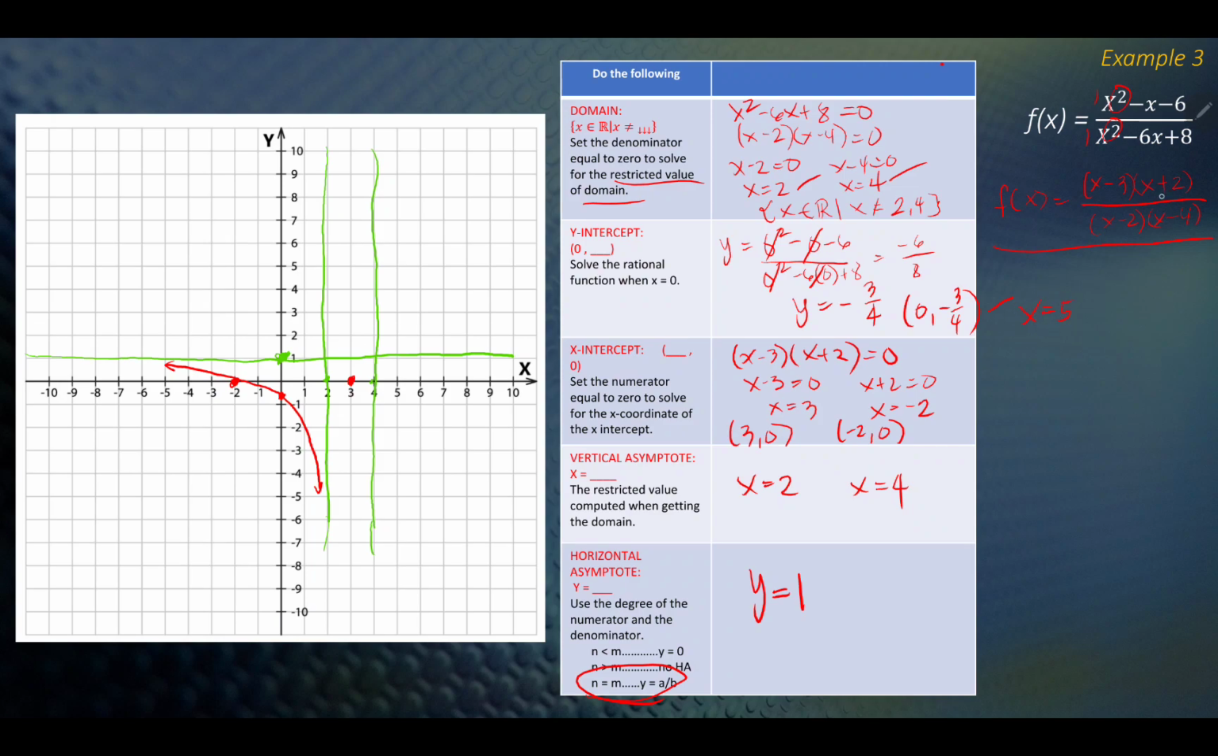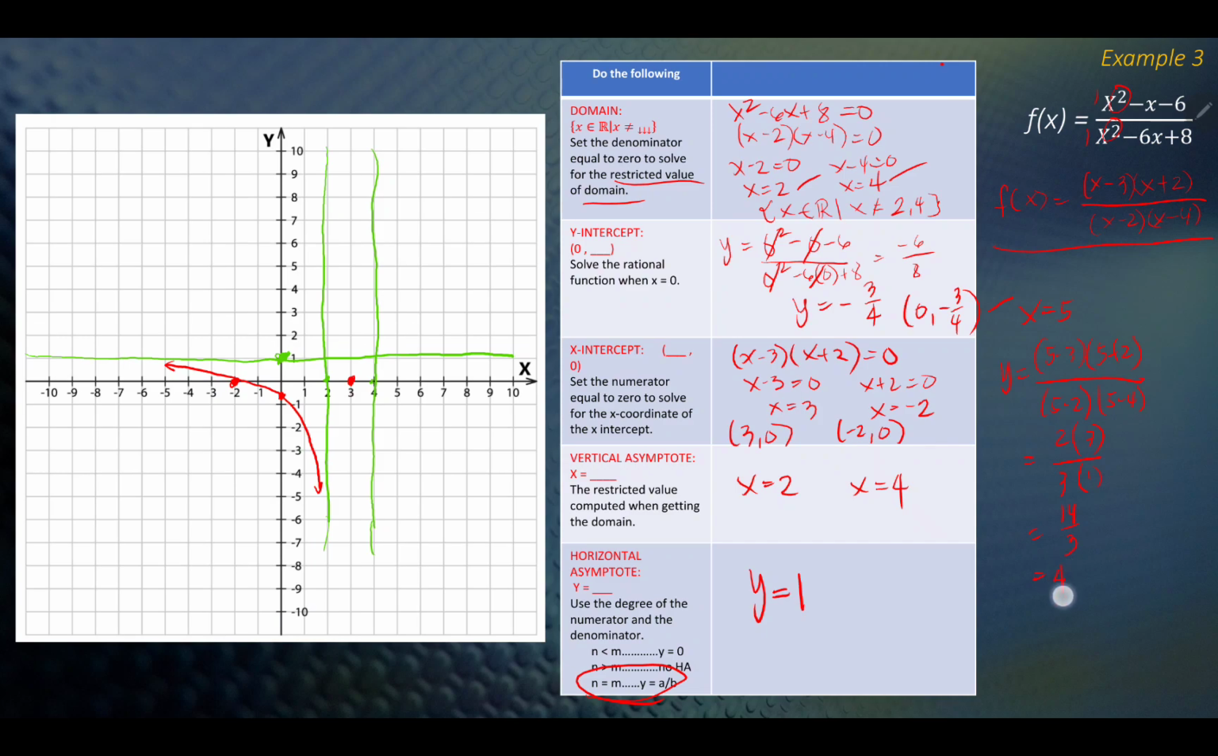So, we can use the factored form. Pwede din naman yung hindi factored form. Kayo nang bahala. So, y equals to (5 minus 3) times (5 plus 2) all over (5 minus 2) times (5 minus 4). So, we have 2 times 7 over 3 times 1. So, we have 14 over 3, which is equivalent to, what will this be?